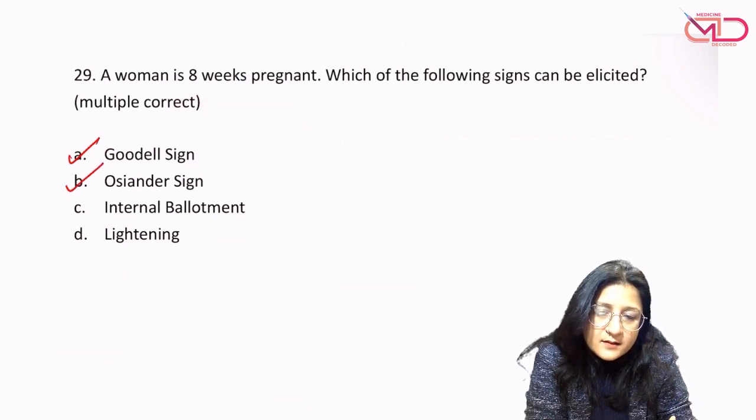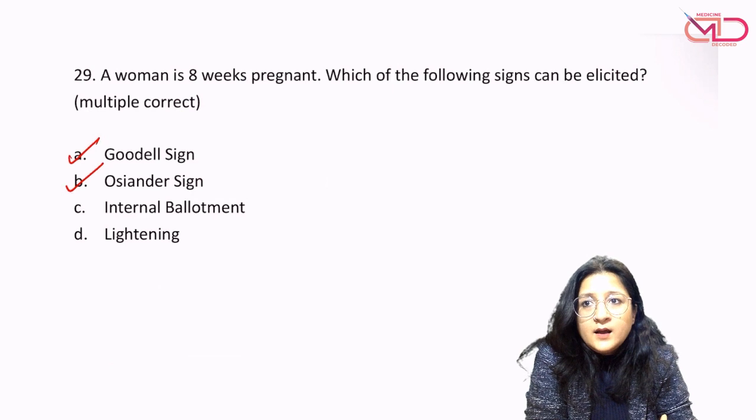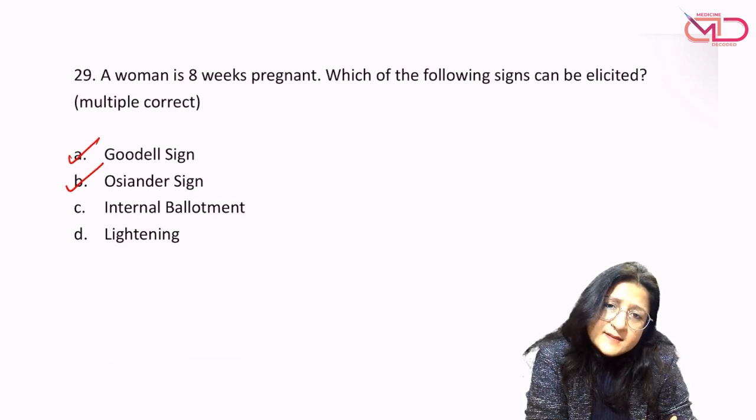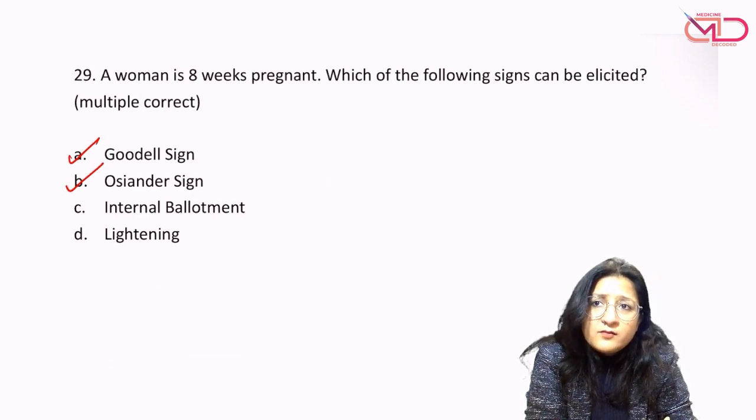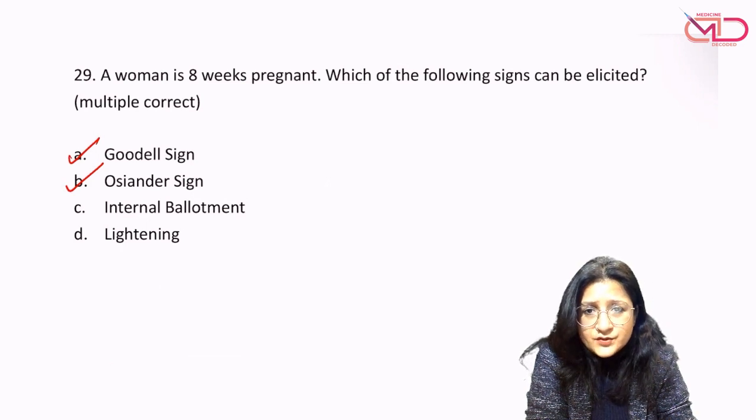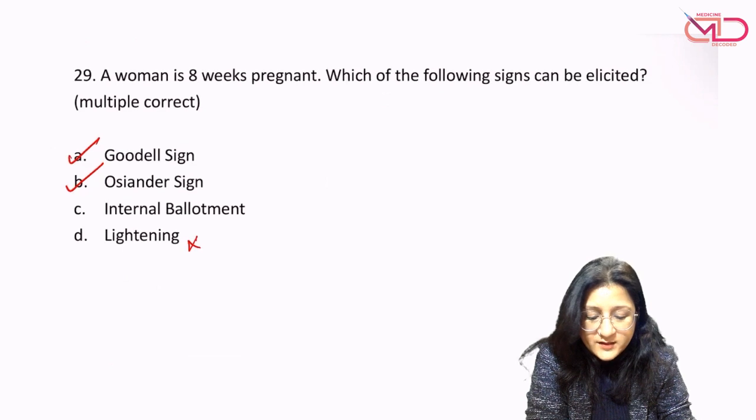Lightening is a symptom that is elicited by pregnant women when the head drops down into the pelvis, and that happens at term. So this is not the answer at 8 weeks pregnancy.